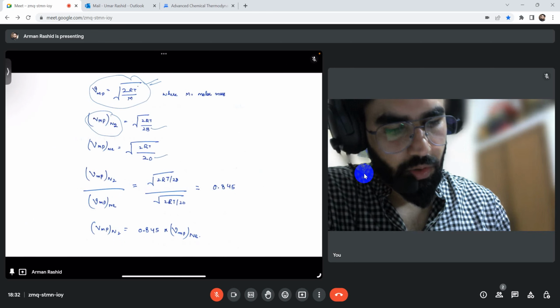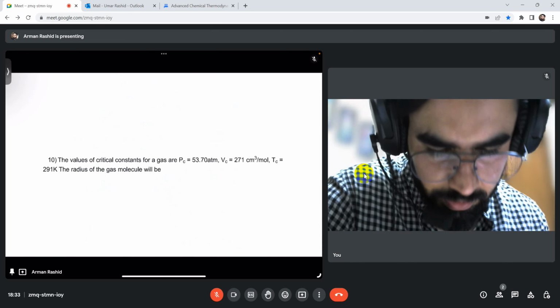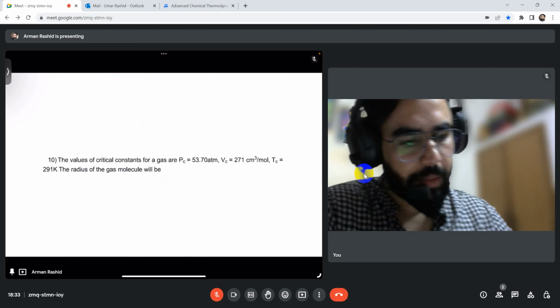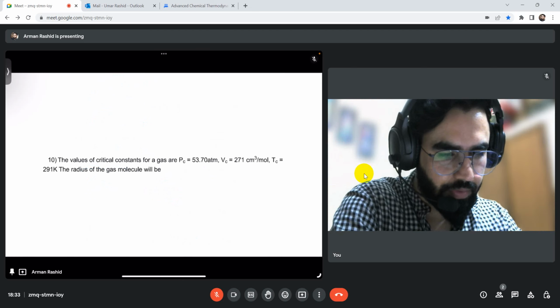Okay, now we have another question. The values of critical constants of a gas are: Pc is equal to 53.70 atmosphere, critical volume is 71 centimeter cube per mole, and critical temperature is 291. The radius of gas molecules will be? So the question is regarding the critical constants of the gas. Okay, so we will revise it a little bit.